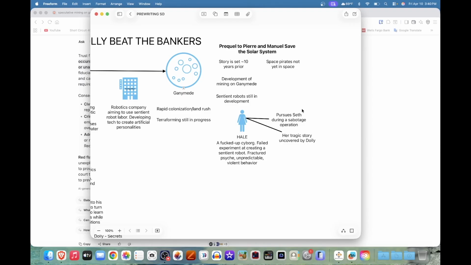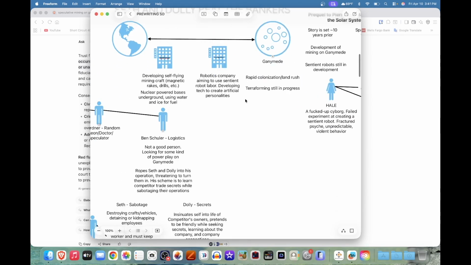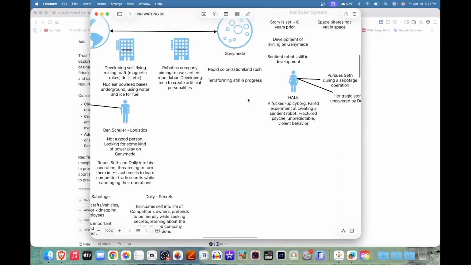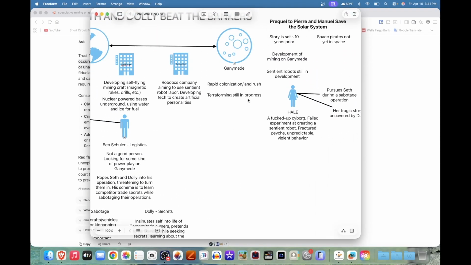I've got to come up with a name for it. What would be a cool name for a robotics company that's trying to move into space? I'm not sure yet. I should probably work on that. Anyway, so we've got all that. We've got Hale. Hale comes from this robotics company. They both have different aims for trying to get to Ganymede and develop mining there.